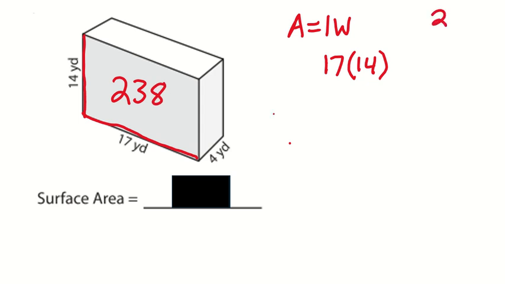Now I'm going to go ahead and write that right here because we're going to have to add up all these areas together. Now if this side is 238 yards squared, that means the opposite side is exactly the same. So we can add up 238 twice. Now let's go ahead and find the other areas, and we'll add them up as well.